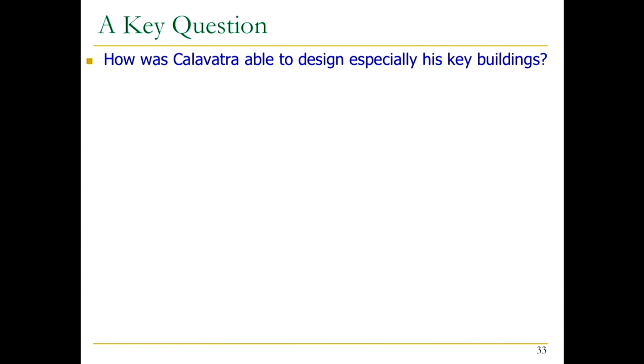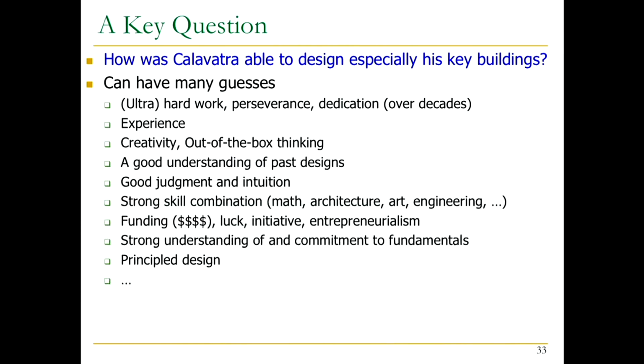I mean, clearly you can have many guesses, and it's probably a combination of many of those, right? Because you may have principles from nature, but then if you go and slack off and do nothing, then those principles are useless. So he probably put a lot of hard work and perseverance and dedication over decades. He developed that experience, creativity. He probably thought differently from some others. Probably he had a good understanding of past designs. I'm not claiming that this is true, but these are actually good things that you should have that can all enable you to build better systems into the future.